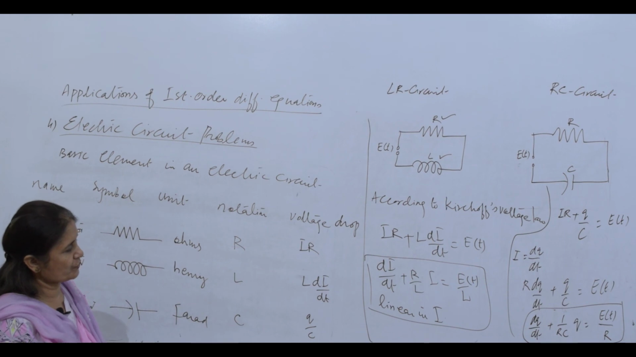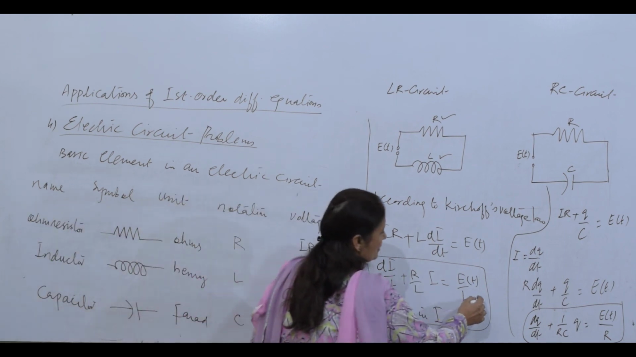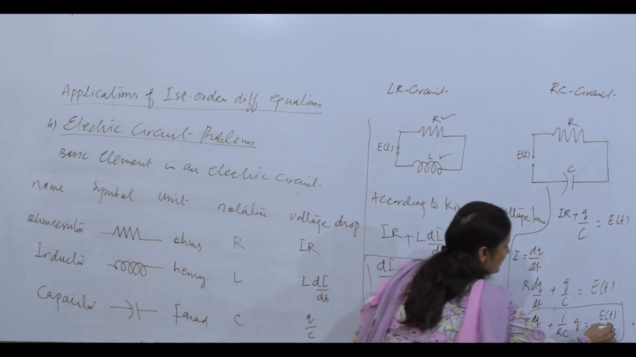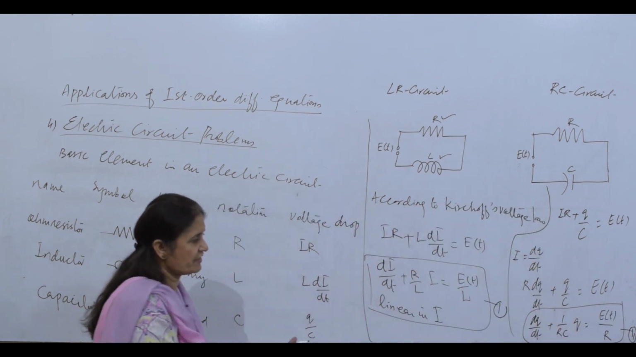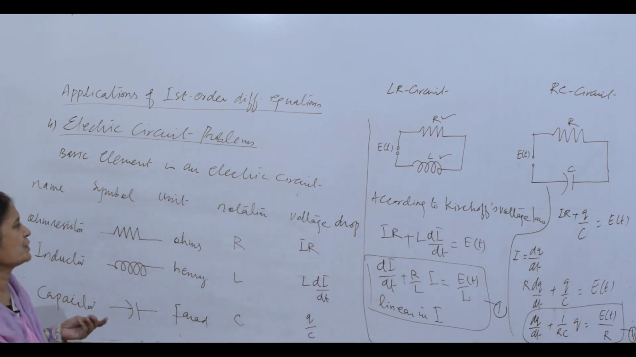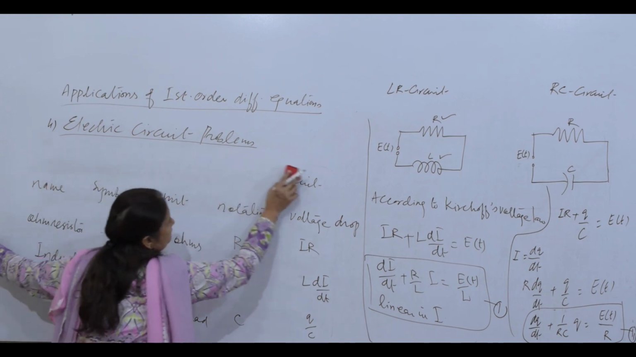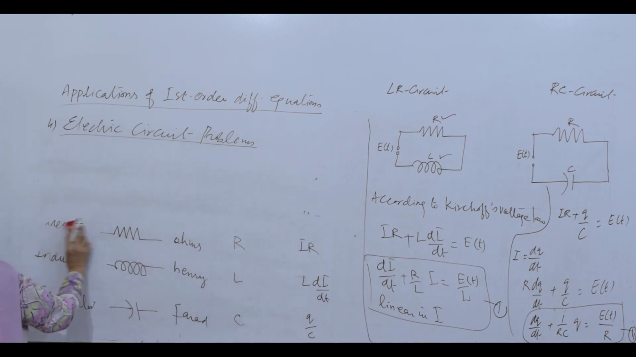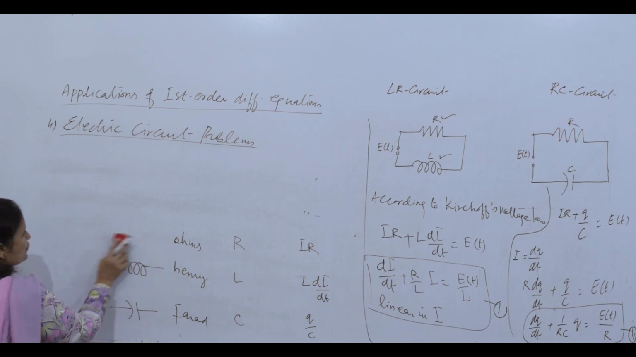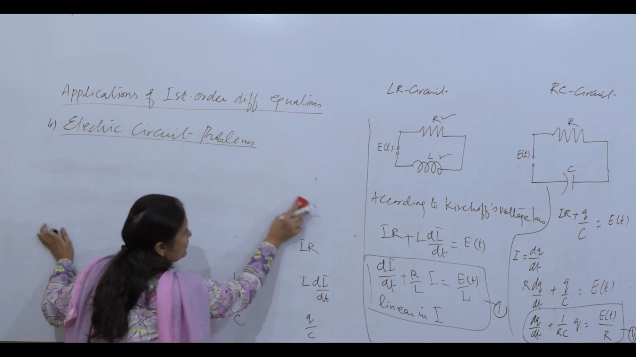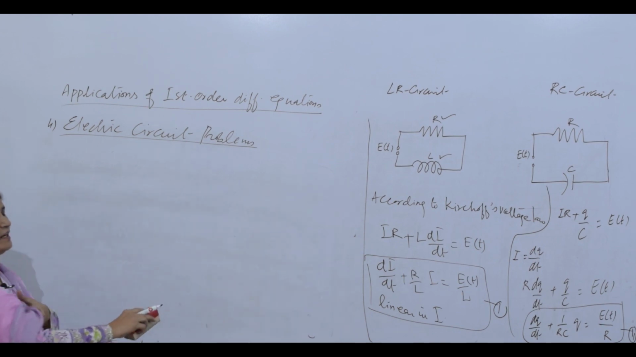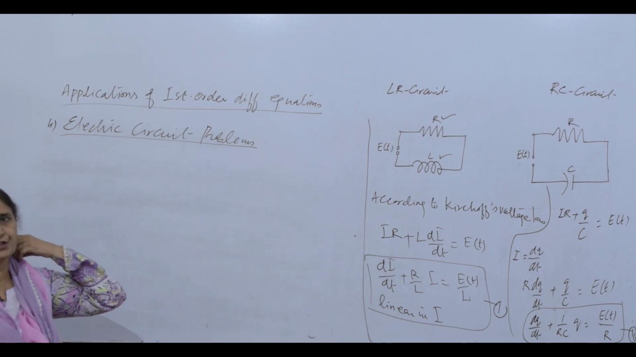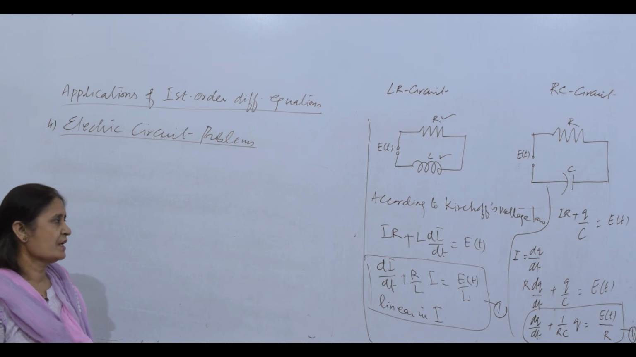So these two equations are equation number 1 and equation number 2. If you forget, you can derive them the way I have. If you remember, that's okay. Since we are talking about applications of first order, I have considered RL and RC circuits. If I have three components in series, then I will have a second order differential equation.